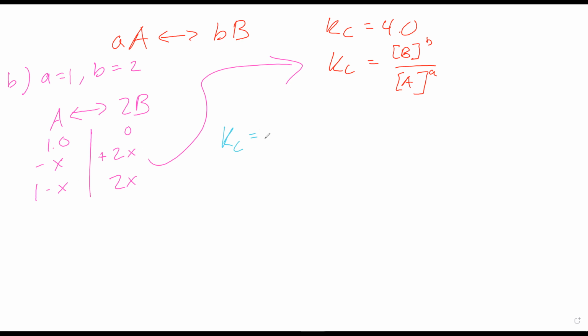Plugging this into Kc gives me a Kc of B on top, 2x squared, over A, 1 minus x. Set this equal to 4 and solve for x. See if I messed up on this one. Dang, it looks like I messed up on this one as well.